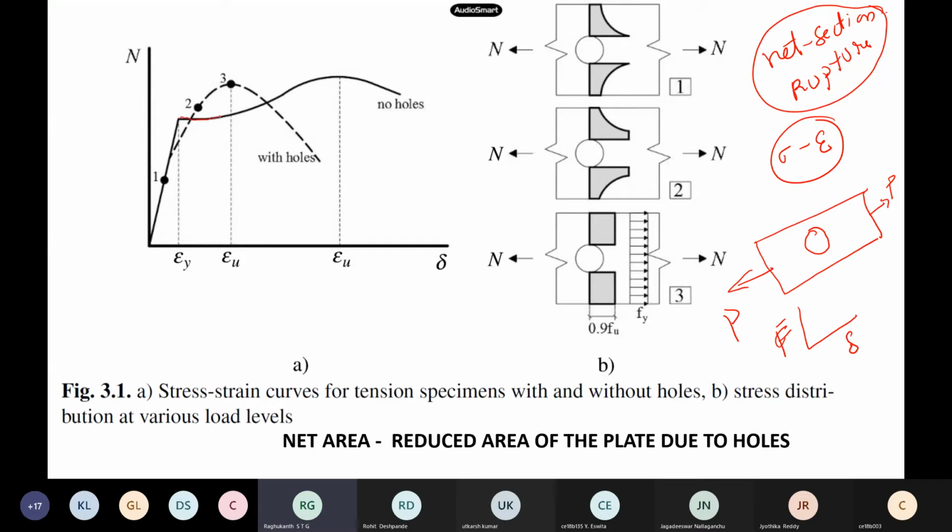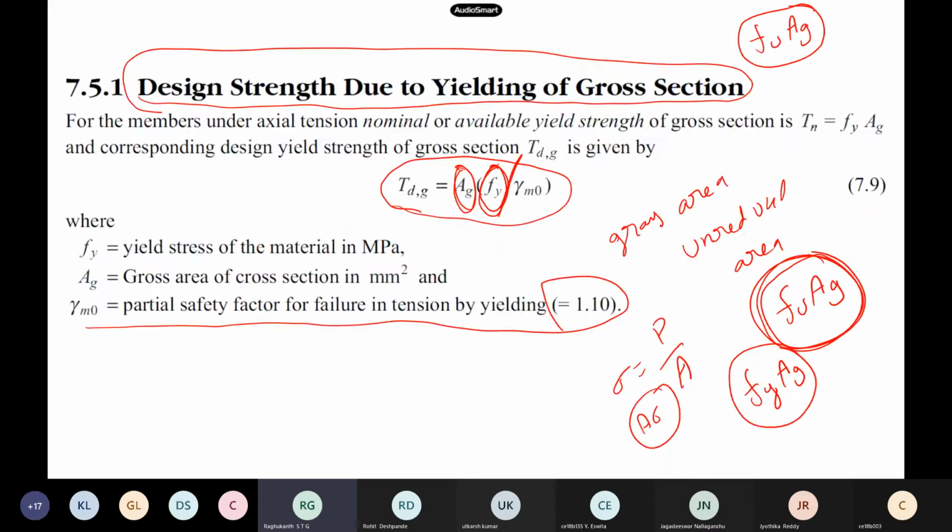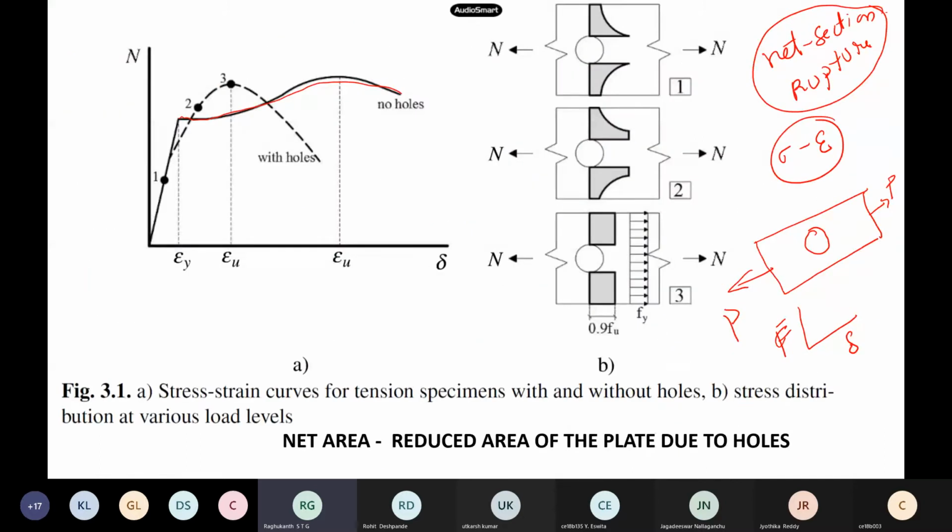So this is with no holes. This graph is the same as the previous graph itself. But if there is a hole, you will observe a very interesting phenomenon. How is the stress strain curve looking when there is a hole? Is it looking like a ductile kind of a thing or a brittle kind of a thing? See the stress strain curve with a hole. You can see here this dotted line. So this is with the hole. How is it looking?